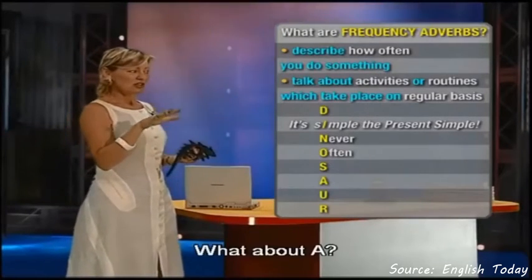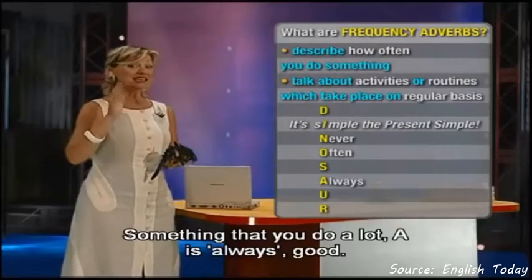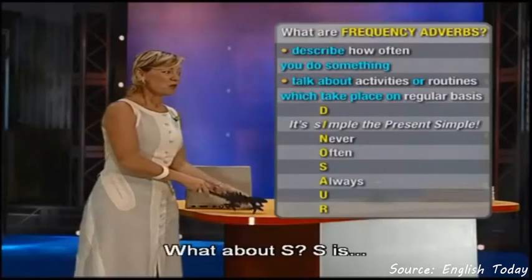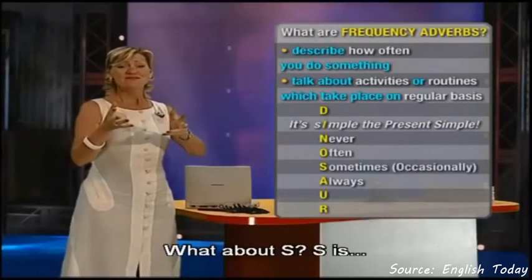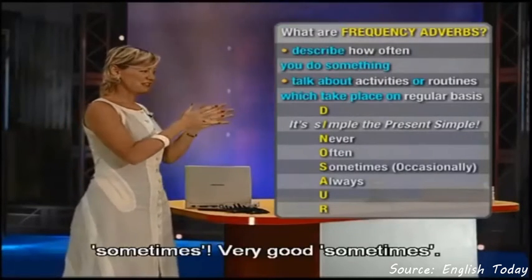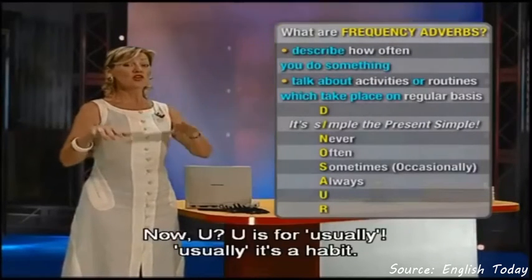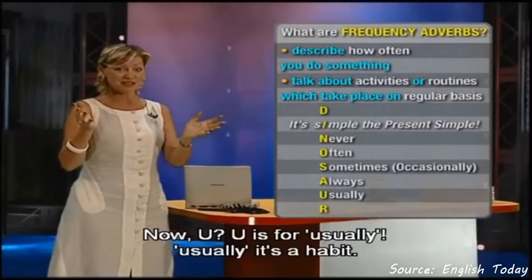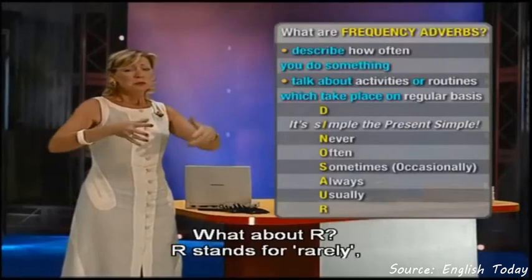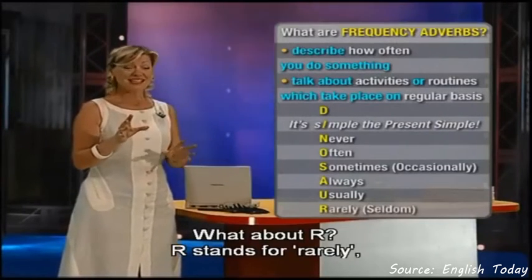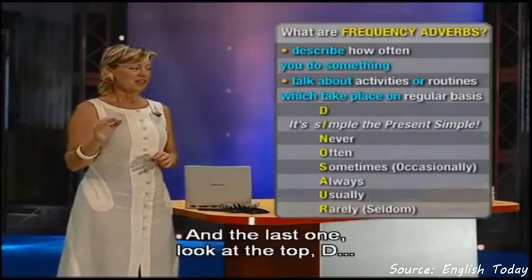What about A? Something that you do a lot. A is always. Good. What about S? S is sometimes. Very good, sometimes. Now, U is for usually. Usually, it's a habit. What about R? R stands for rarely. That's difficult to pronounce. Rarely. And the last one, look at the top.